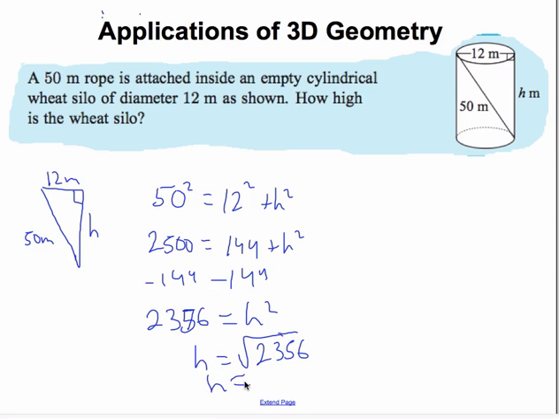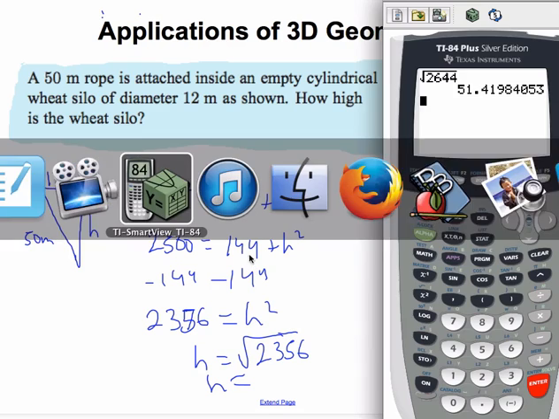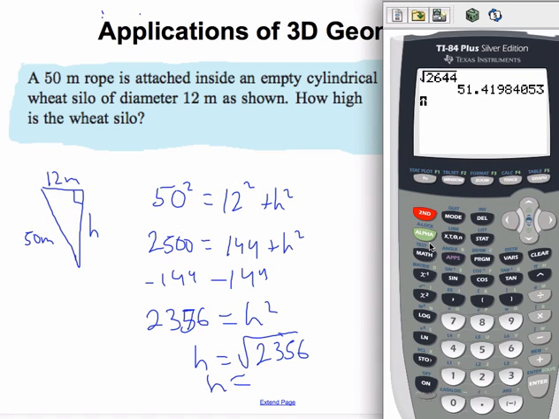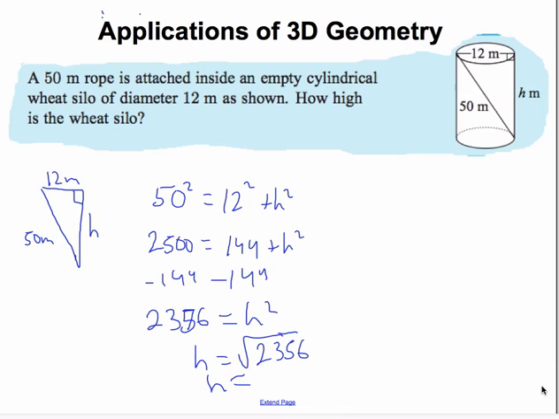Okay, so we're going to do that in the calculator, get an approximate answer. So the square root of 2356 equals 48.5. So we get about 48.5, and don't forget your units is meters.